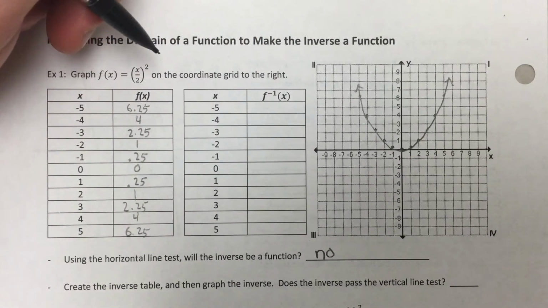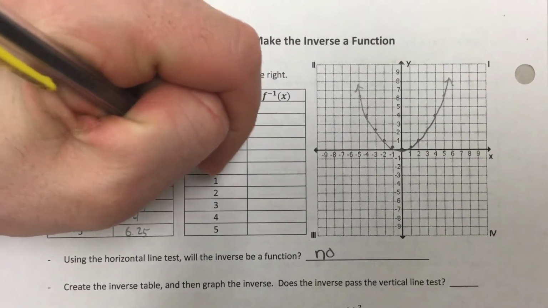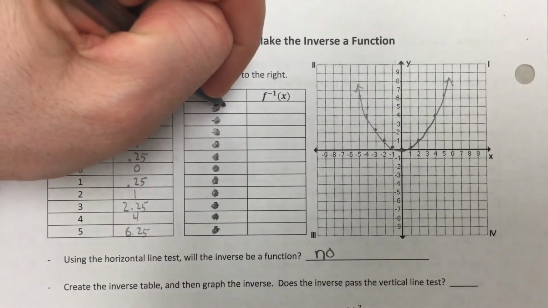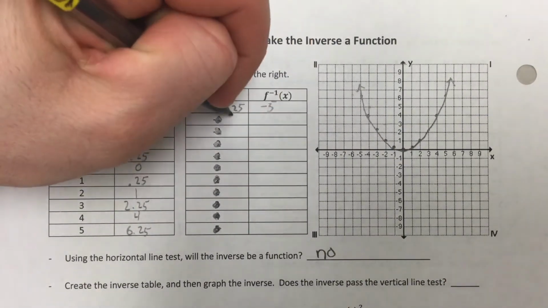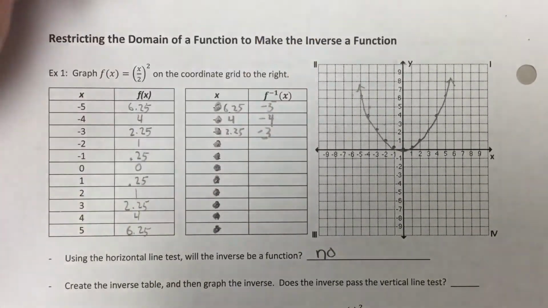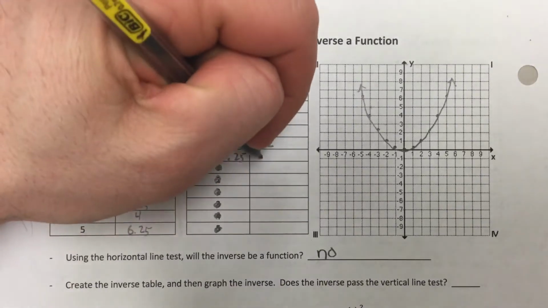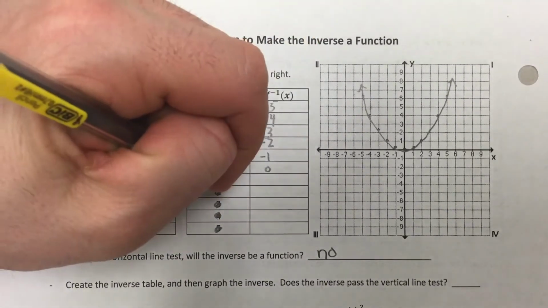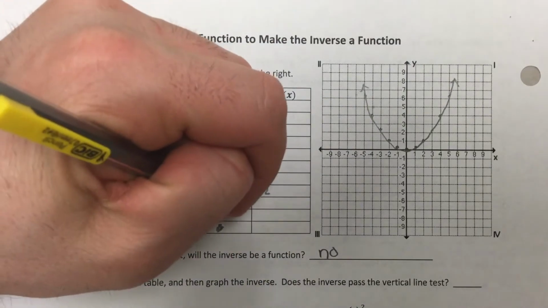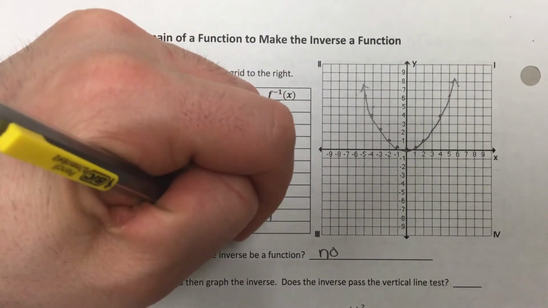Those should not be there. So we're going to just switch our x and y. 6.25, -5. 4, -4. 2.25, -3. 1, -2. 0.25, -1. 0, 0. 0.25, 1. 1, 2. 2.25 and 3, 4 and 4, and then 6.25 and 5.